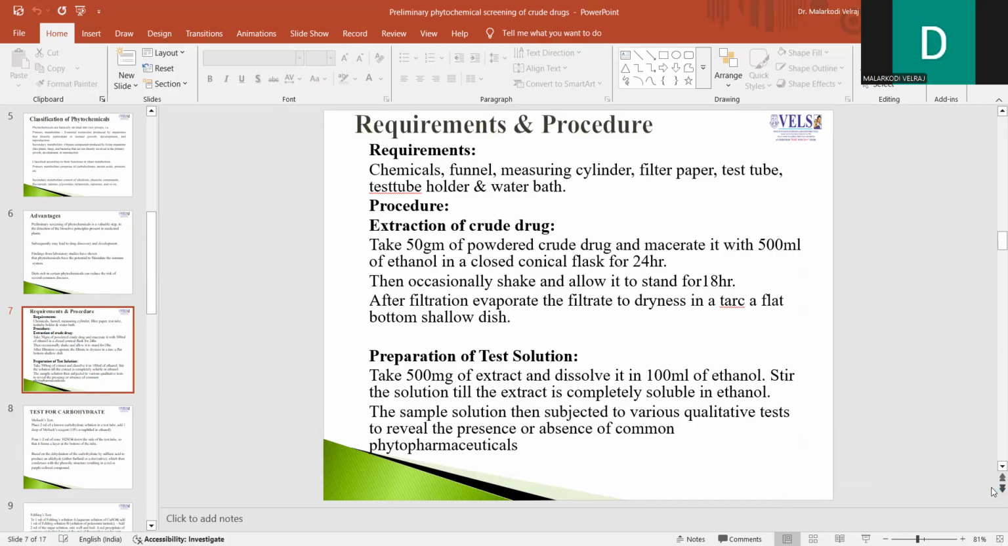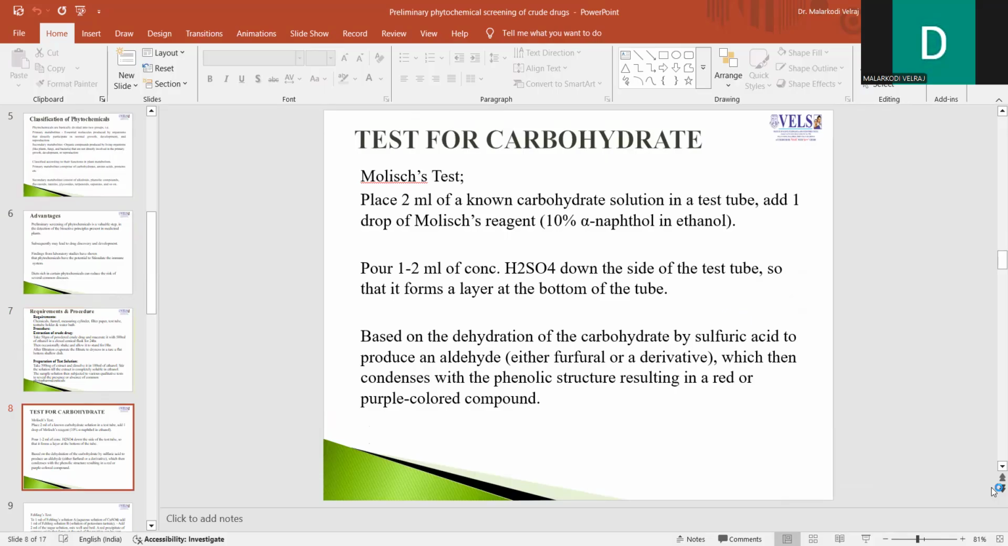Preparation of the test solution. Take about 500 milligram of extract and dissolve it in 100 ml of ethanol. Stir the solution till the extract is completely soluble in ethanol. The sample solution is then subjected to various qualitative tests to reveal the presence or absence of common phytochemicals. First, we will move on to the test for carbohydrates.